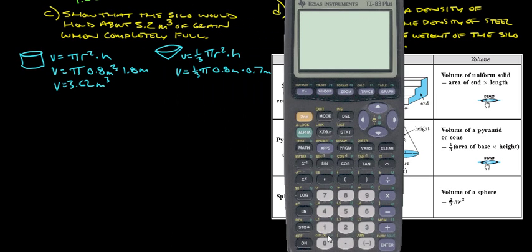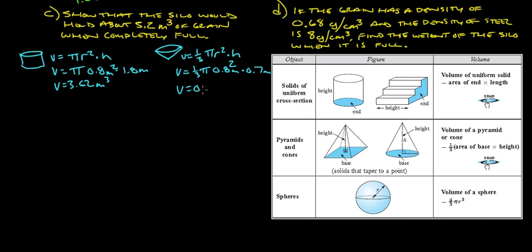Okay, so turn our calculator back on, and calculate that one. We get 1 divided by 3 times pi times 0.8 squared, and then times 0.7, right? And that gives us 0.47. So volume equals 0.47 cubic meters. And then the last part is the sphere.